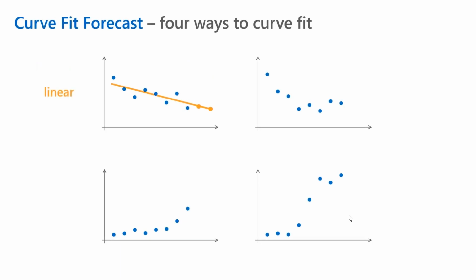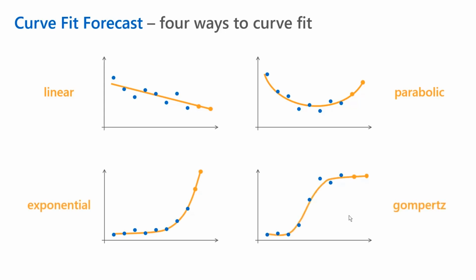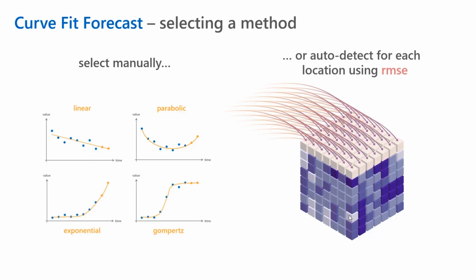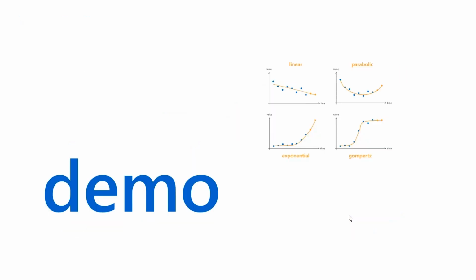It works by applying one of 4 equations or curves to the training data: linear, parabolic, exponential, or Gompertz, which you can think of as an S-shaped curve. A single curve type from one of these 4 can be selected, in which case the method you choose is applied to all locations in the cube. Or you can ask the tool to auto-detect the most appropriate curve type for each location in your cube. Let's see how the curve fit forecasts work with our COVID data.